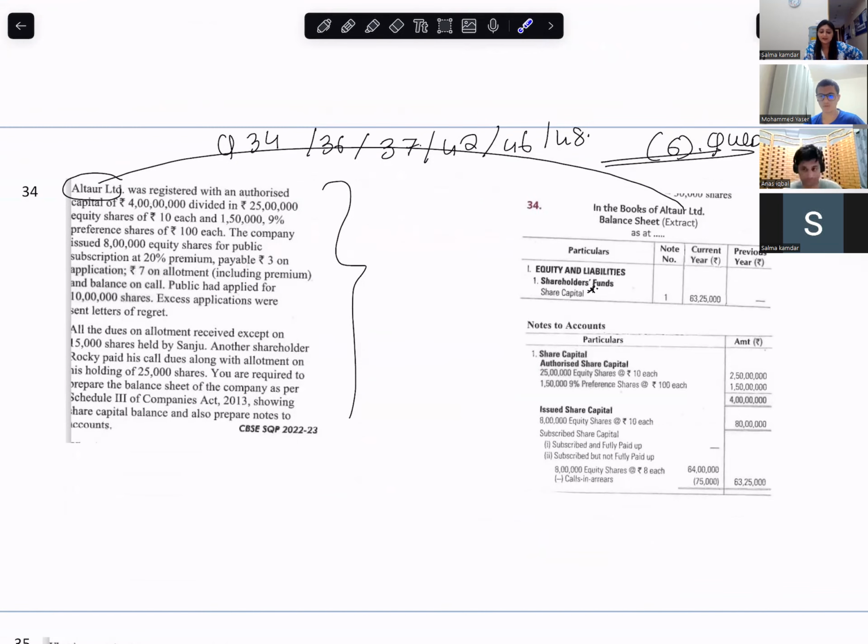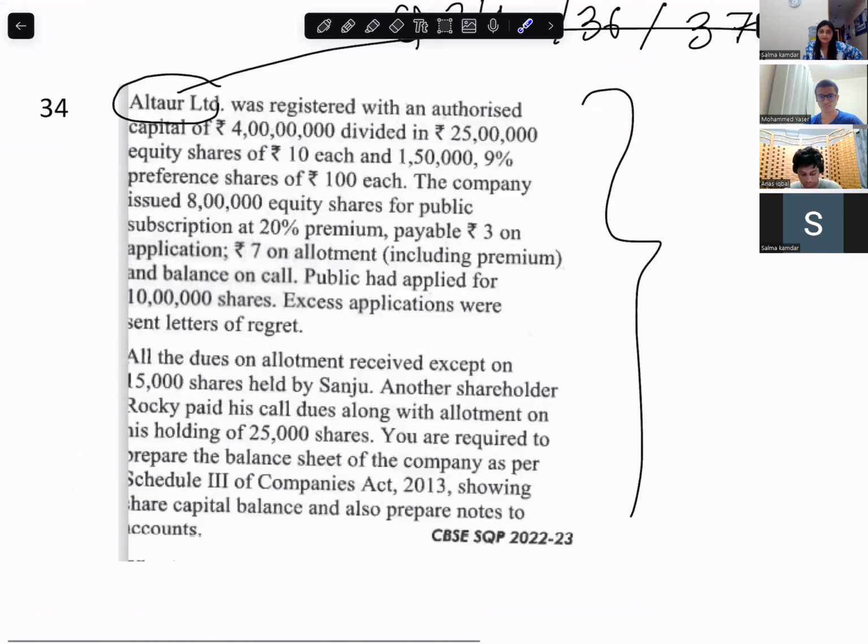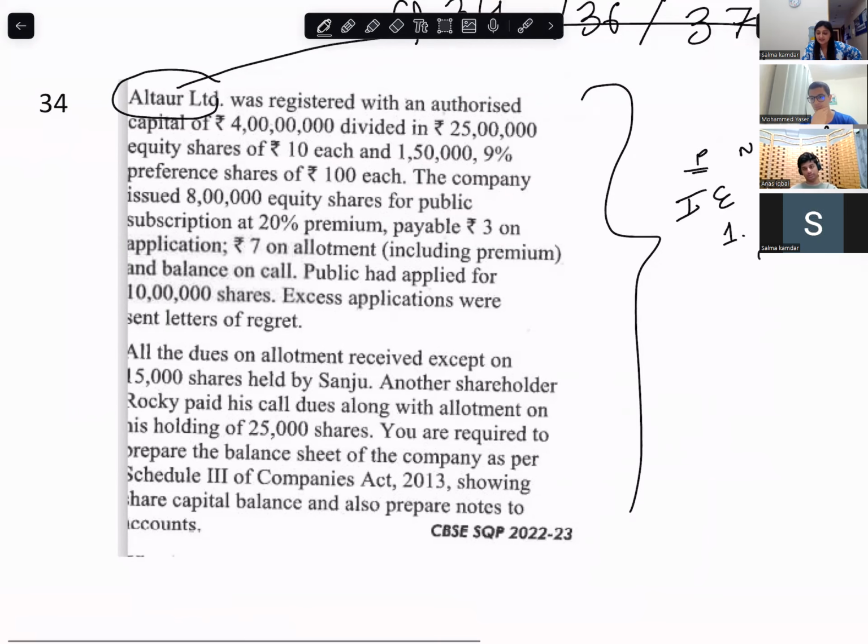Then what is Roman number 1? 4 columns: particulars, note, current year, previous year. Come on. What is the Roman number 1? Equity and liability. Then below E, you will write number 1. What is number 1? Shareholders fund. Then A, share capital. Then below that, what will you write?